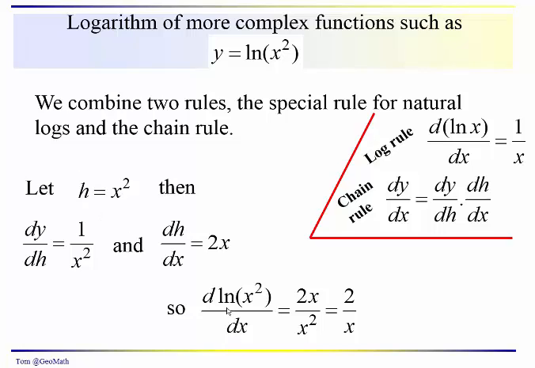So for a function like the natural log of x squared, its derivative would be 2x over x squared. So it's our dh dx times dy dh. And one of the x's is going to cancel out, so we end up with 2 over x.